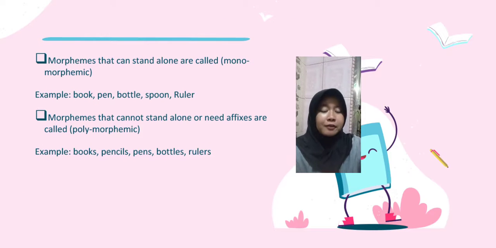Morphemes that can stand alone are called monomorphemic. Example: book, pen, bottle, spoon, and ruler. And then morphemes that cannot stand alone or need affixes are called polymorphemic. Example: books, pencils, pens, bottles, and rulers.